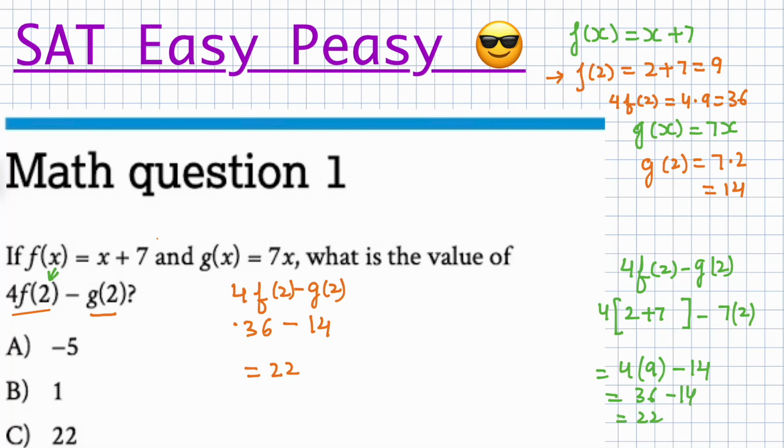So you can check your style. If you want to do it step by step, then calculate these two values separately and plug them into the question. Or if you are quite comfortable with the values, you can just do it directly, right? I hope that question is clear.